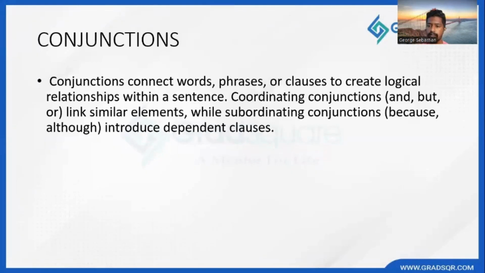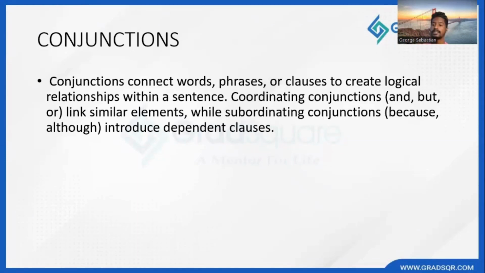Next, we have another vital category, which is called conjunctions. So the very easy and basic definition for conjunctions is that they are connecting words. So conjunctions help us to connect words, phrases, or clauses to create a logical relationship within a given sentence. And here also we have further classifications like coordinating conjunctions and subordinating conjunctions. So coordinating conjunctions help us to link similar elements, and we use words such as and, but, or, etc. And in the case of subordinating conjunctions, they introduce dependent clauses.